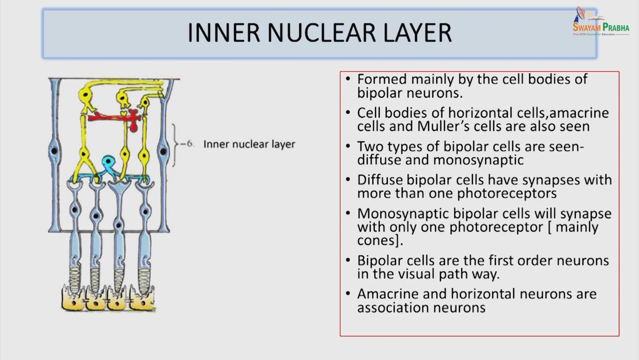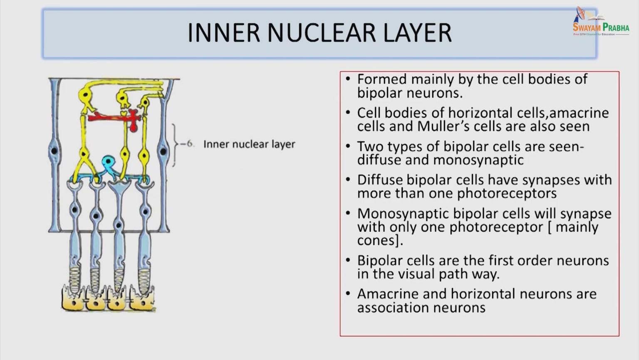Now we are going to see the inner nuclear layer, which is formed mainly by the cell bodies of bipolar neurons. Cell bodies of horizontal cells, amacrine cells and Muller's cells are also seen in this layer. There are two types of bipolar cells, diffuse and monosynaptic. The diffuse bipolar cells have synapses with more than one photoreceptor.